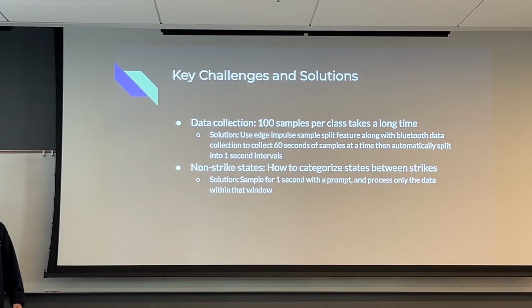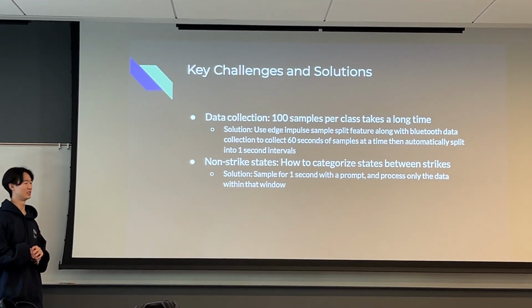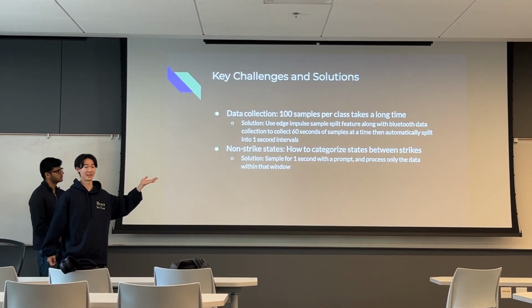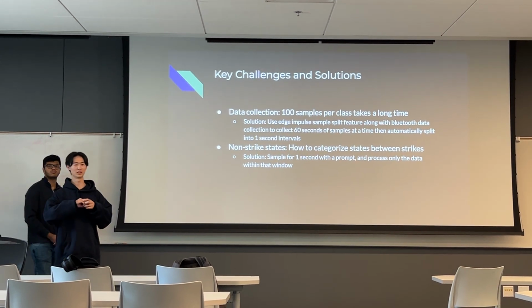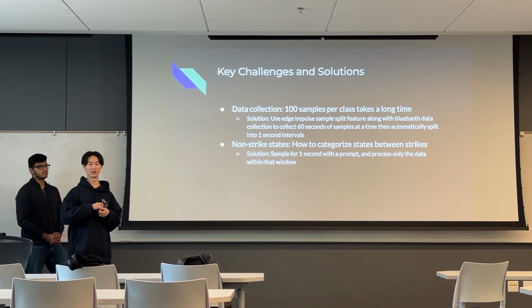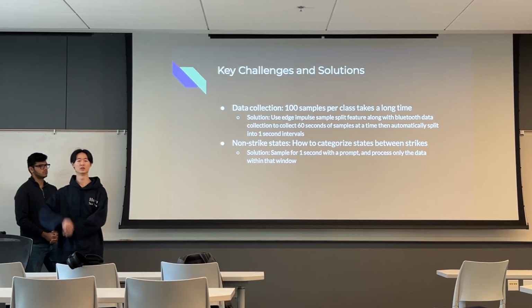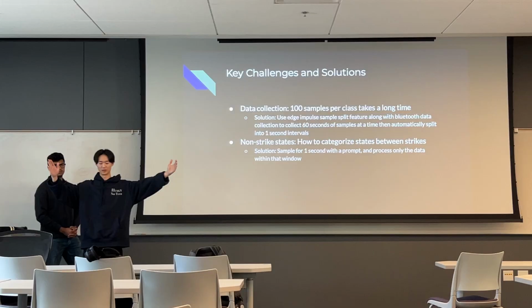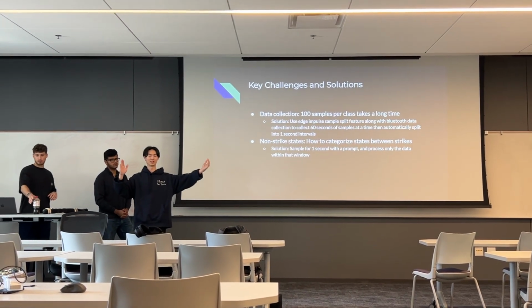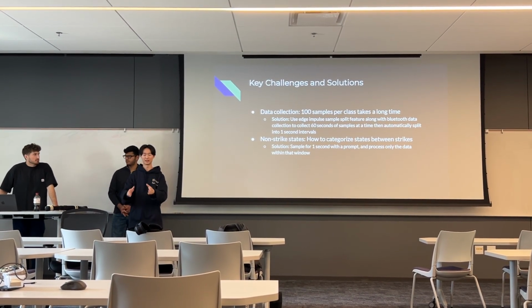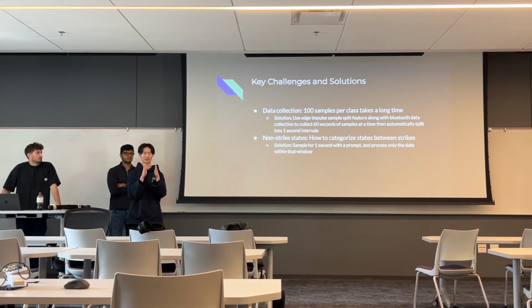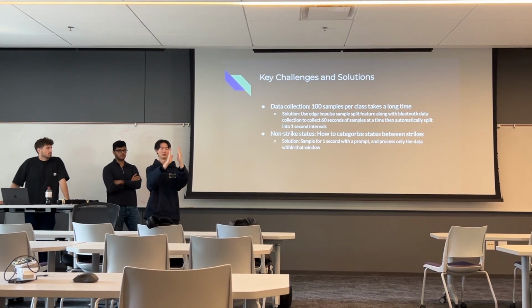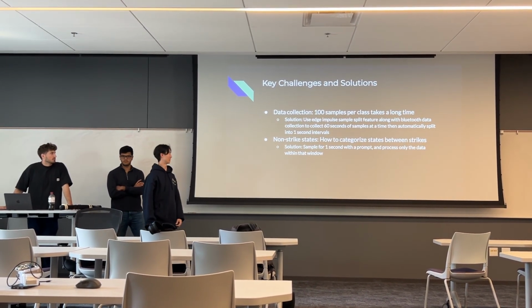Here are some of the key challenges we ran into during our development. The first one is it's really time consuming to collect 100 samples by hand. So what we did is we wrote a little logger in HTML, and we just continually sample for about a minute, and then we get this really long continuous time domain data into Edge Impulse, and use a split function in data collection to split it into 1 second sliding windows around each strike. So that saves a lot of time.